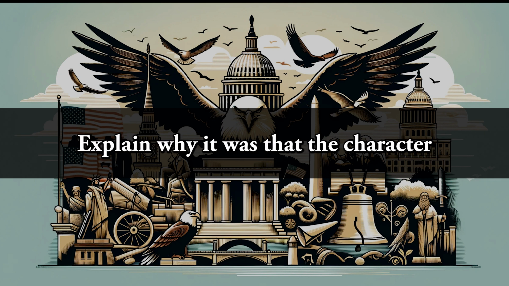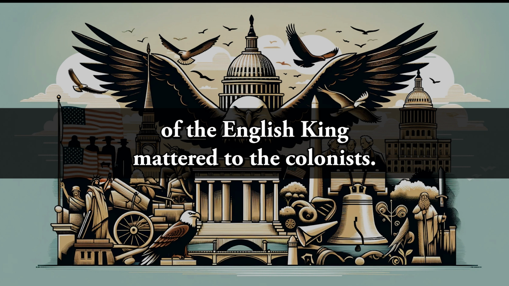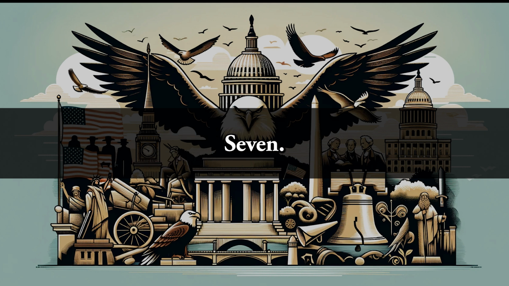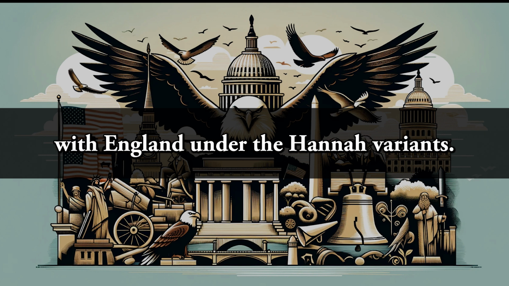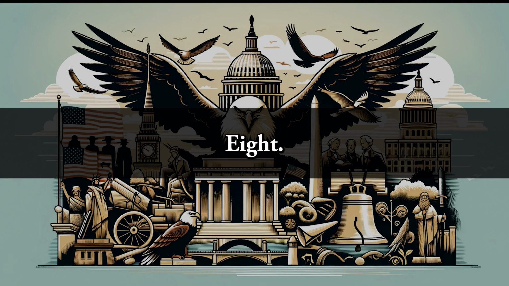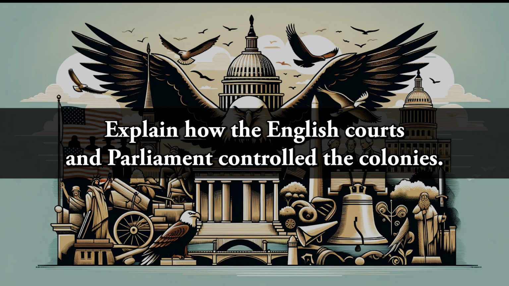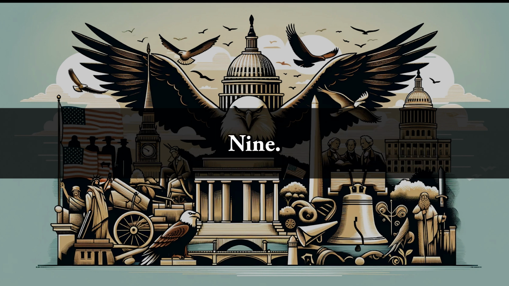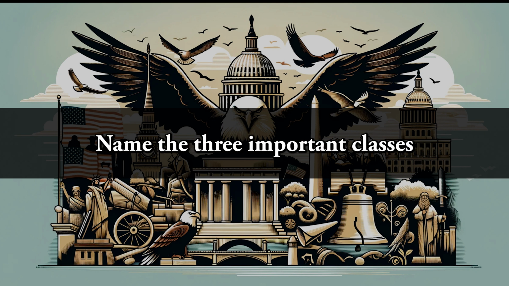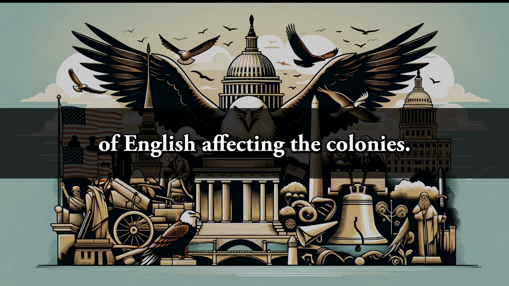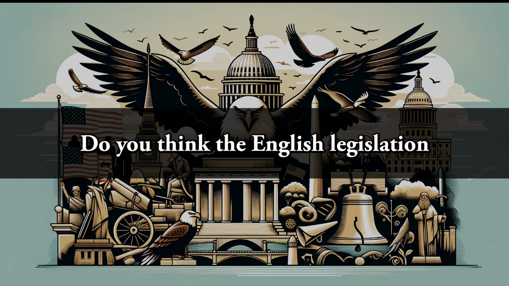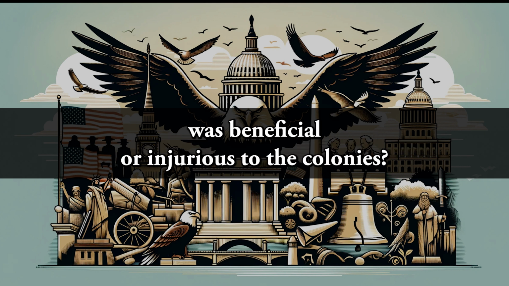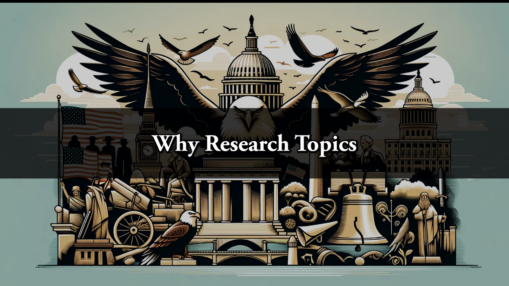6. Explain why it was that the character of the English king mattered to the colonists. 7. Contrast England under the Stuarts with England under the Hanoverians. 8. Explain how the English crown, courts, and parliament controlled the colonies. 9. Name the 3 important classes of English legislation affecting the colonies. Explain each. 10. Do you think the English legislation was beneficial or injurious to the colonies? Why?